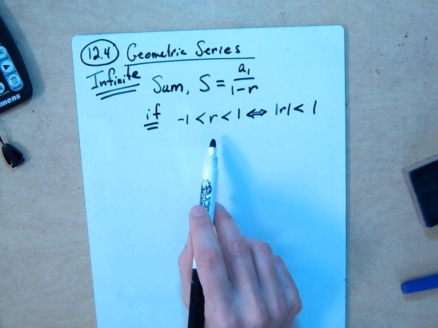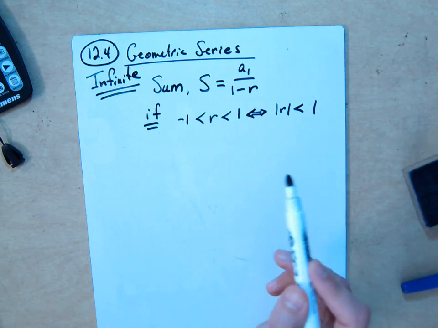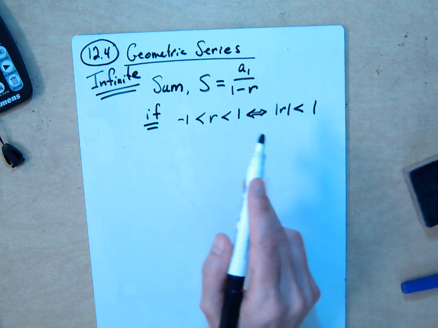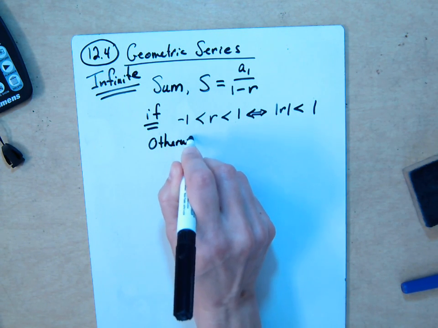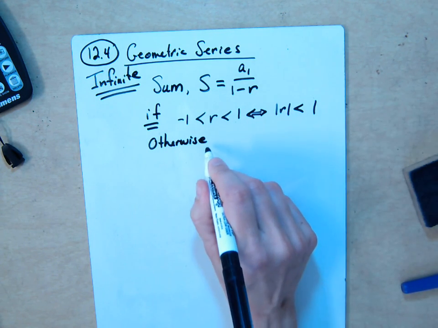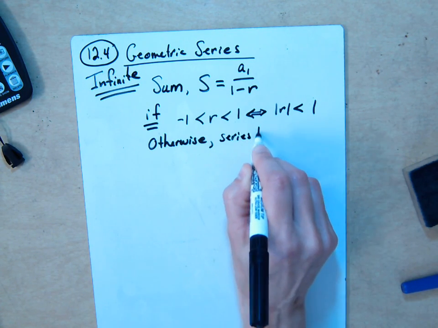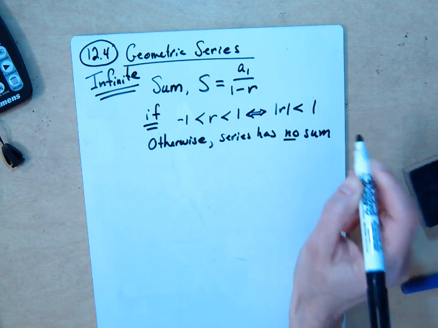Otherwise your sum is just going to be infinite, either infinity or negative infinity. So if it's not, you don't use the formula, and you have to know to not use it. Otherwise, the series has no sum. No sum, and by that I mean infinite.